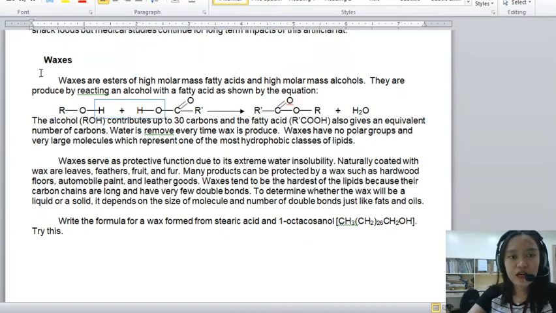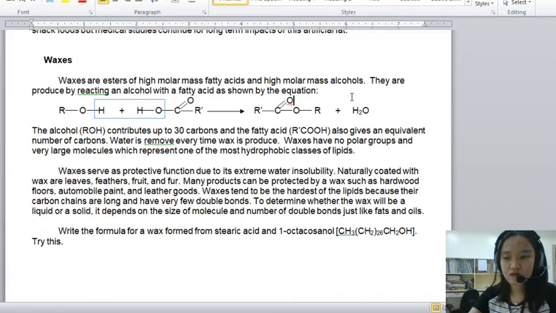Next, you have waxes. Waxes are esters of high molar mass fatty acids and high molar mass alcohols, a combination of fatty acid and alcohol. They are produced by reacting an alcohol with a fatty acid as shown by the equation. Okay, so ito yung equation ninyo. You have your ROH. The ROH is your alcohol. Okay? And then you have your HOC double bond OR as your fatty acid. So when you combine them, you remove a water molecule. So in the product section, you have one molecule of water.